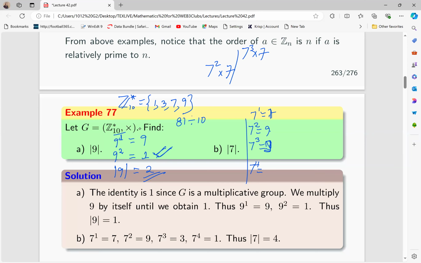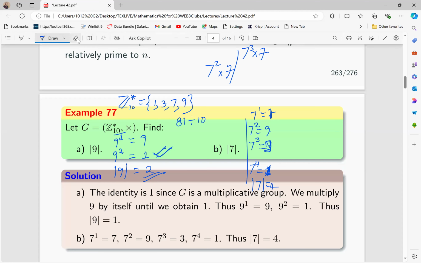But 7 raised to 3 is 3. Then times 7, that gives us 1. If you want, you can just use your calculator and do it 4 times, and then divide by 10, you get 1. So therefore, the smallest exponent which, when 7 is raised to it, gives you 1, is 4. So that is the order of 7.